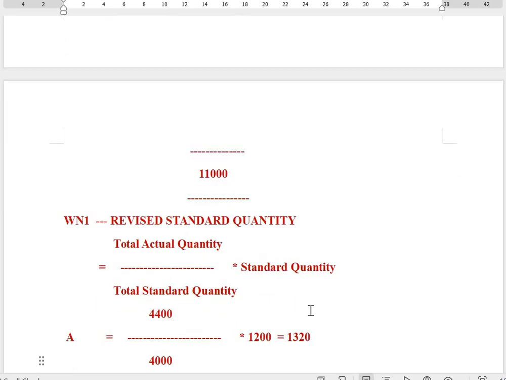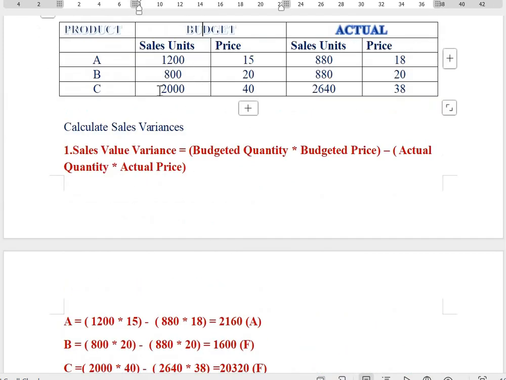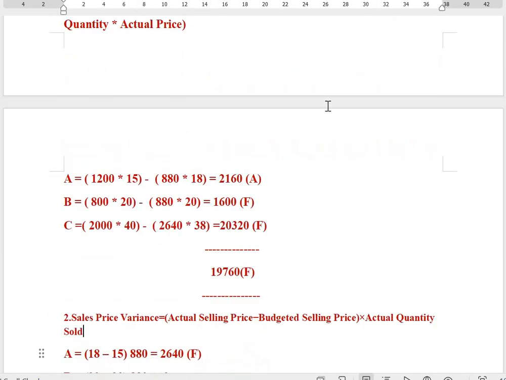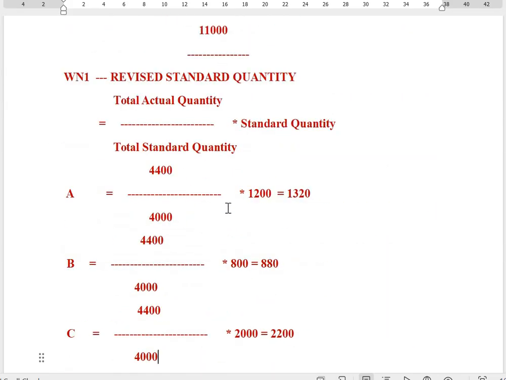So here 4400 is the total actual quantity, and the total standard quantity is 4000. Let's see how we are getting this: the total of this will get 4000, and the total of this will get 4400. So the actual quantity total is 4400, the standard quantity is 4000. Into the standard quantity of product A, 1200, we get 1320 as the revised standard. Similarly we have to do it for product B and product C.